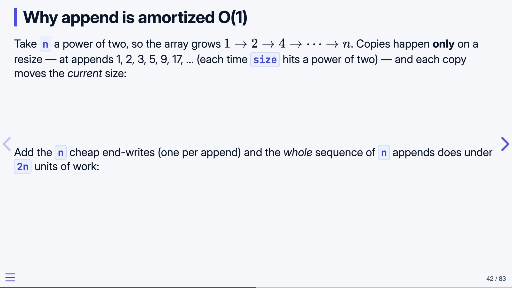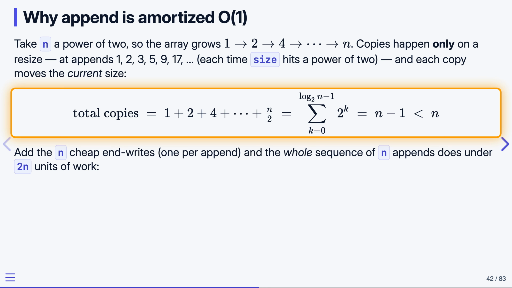Let's add up the work. Take n to be a power of 2, so the array grows 1, 2, 4, and so on up to n. Copies happen only on a resize. The resizes fire on appends 1, 2, 3, 5, 9, 17, and so on. Each copy moves the current size. Add up those copies. 1 plus 2 plus 4, and so on up to n over 2. That whole sum is n minus 1, which is less than n.